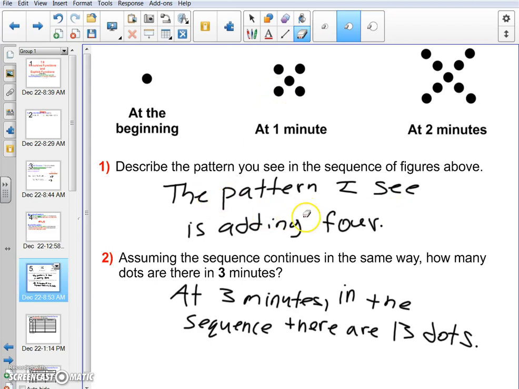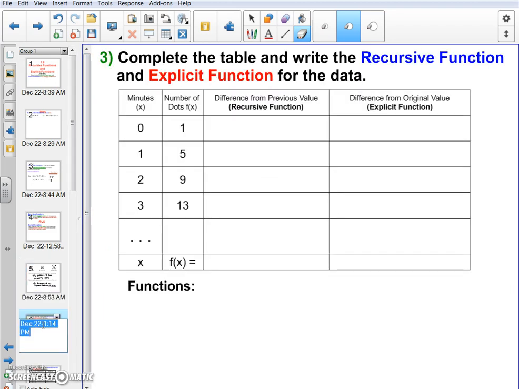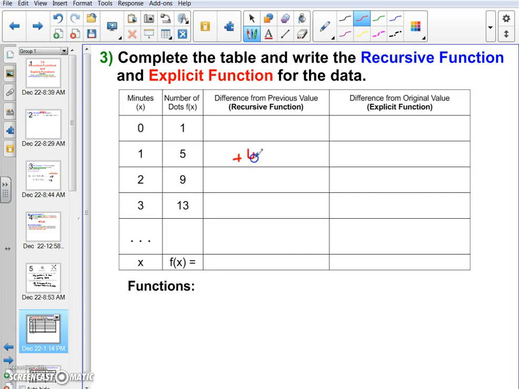Last week you were asked to predict 13 dots, and then we made a function. That function may or may not be the same as the function we write today. But I wanted to write the recursive and explicit functions for that particular problem. I'm going to apologize for the handwriting, since it's going to be me using the mouse. I could type this, but I just like writing.